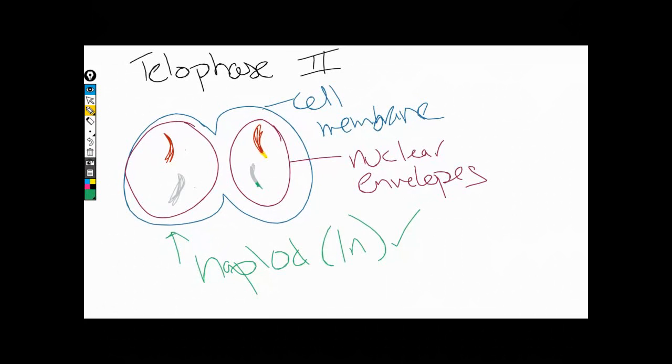Now we still have that first outcome, right? These don't look the same as each other. None of the 4 of your cells should look the same as each other. We still have those differences in there. And now we have our second outcome, which is that we finally made haploid cells.